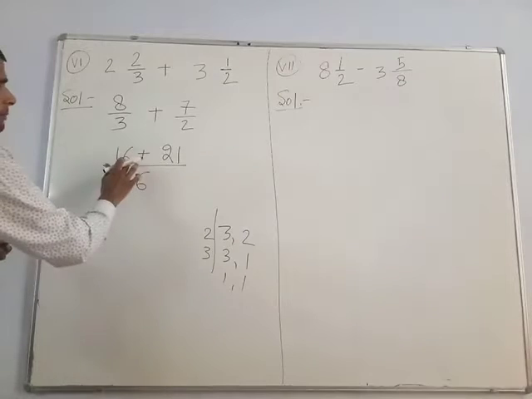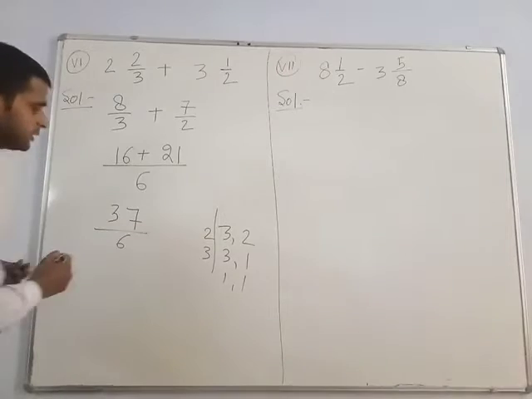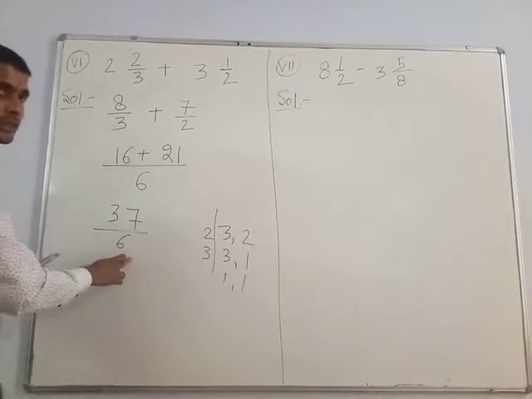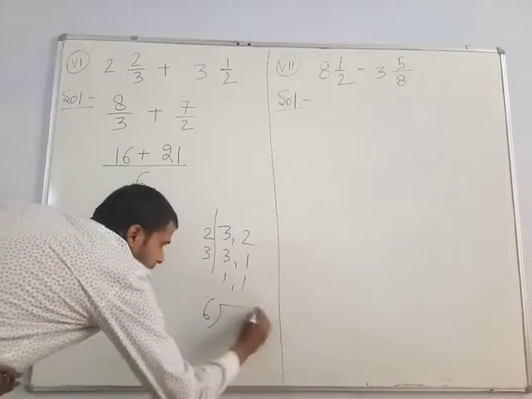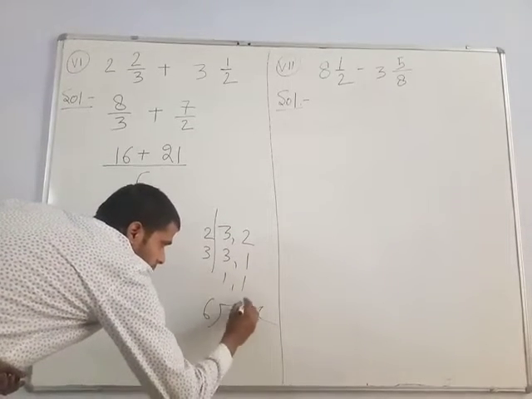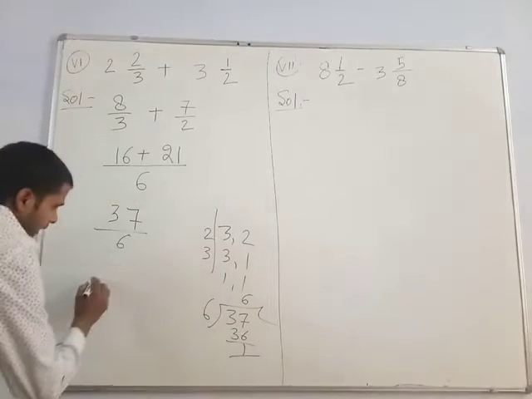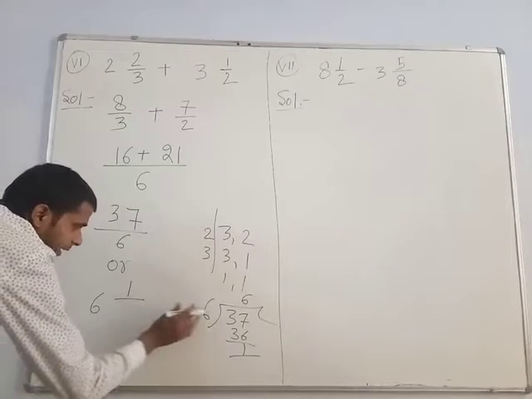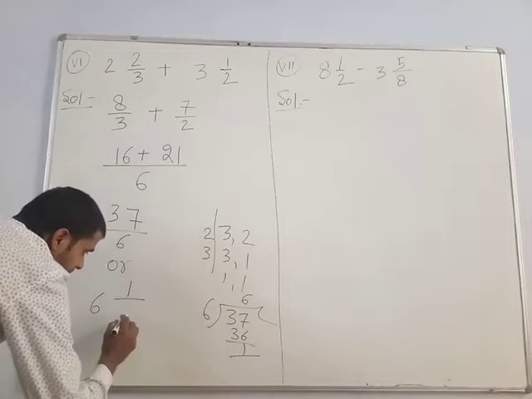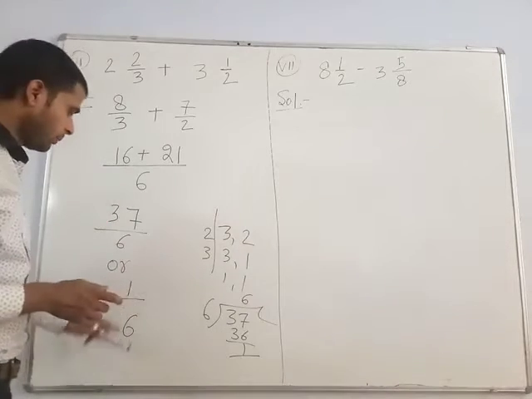21 plus 16, 37 upon 6. Or you write 37 upon 6, or 37 divided by 6. 6 into 6, 36. 1. First quotient, then remainder, and then dividend. Okay? 6 is 1 upon 6.